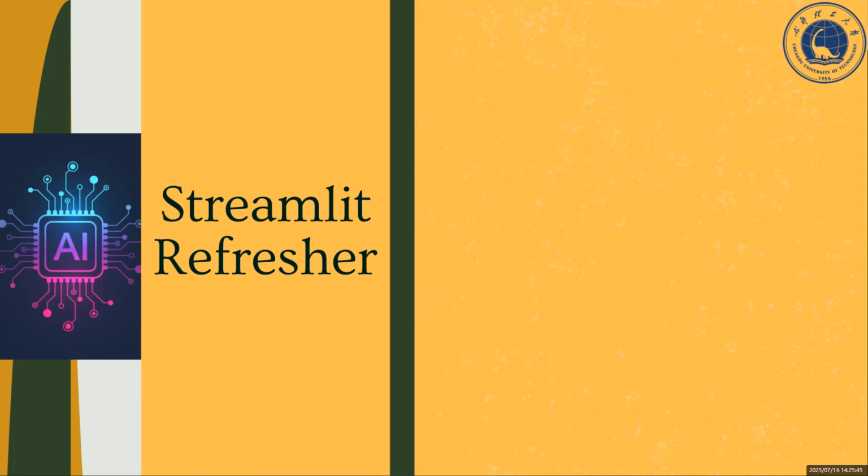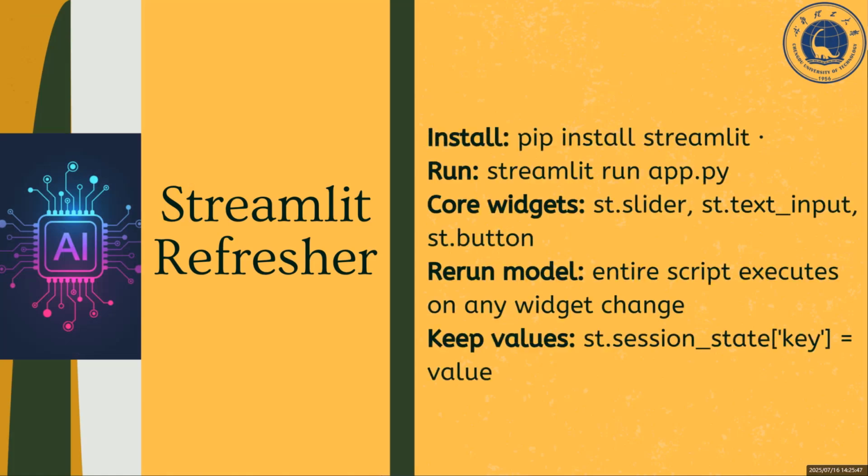So let's have a refresher. In our day 7 lecture, I took you through the pip install streamlit and how to run that with the code streamlit run and then the name of your Python file. So in this case, we have app.py. And also, I made mention of certain key widgets, such as the st.slider, the st.text_input, and the st.button.